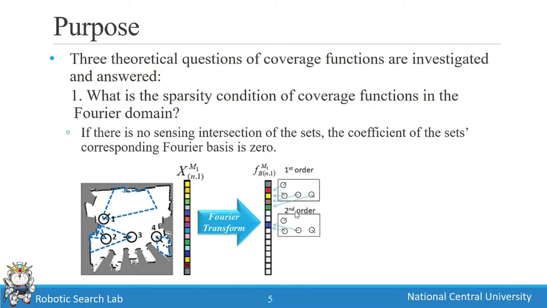Three problems are investigated in this paper. The first question is, what is the sparsity condition in the Fourier domain? We found that if there is no sensing overlapping in the spatial domain, when you transfer it into the Fourier domain, it will be sparse. In this case, you will find number one and number four don't have an intersection, so their value in the Fourier domain should be zero.